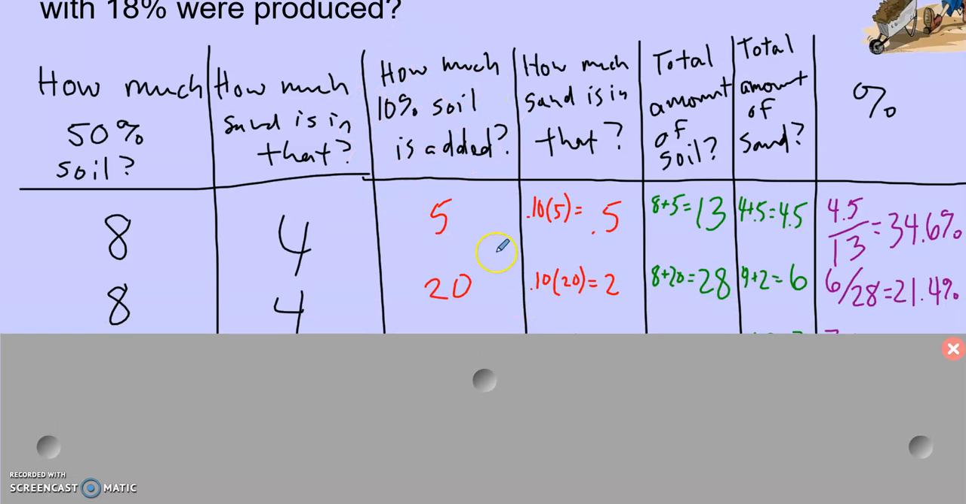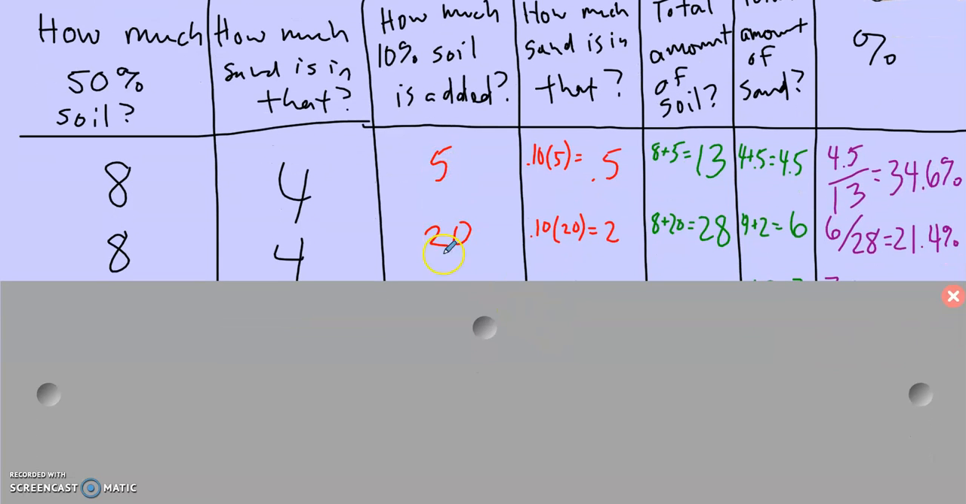So I bump that up. And I noticed that that wasn't even close to 18%, so I bumped it up a lot. These two numbers won't change. I'm always starting with 8 cubic yards of 50% soil, which will be 4 cubic yards of sand. But I'm now changing this guess. I'm going to add more, so I'm going to do 20. 10% of that is 2. So that's a total of 8 plus 20 is 28 cubic yards of soil. And 4 plus 2 gives me 6 cubic yards of that is sand. And 6 out of 28 is 21.4%. So you can see I'm definitely closer to that 18% that I'm shooting for, but I'm still a little bit too high, which means I need to make this number a little bigger.